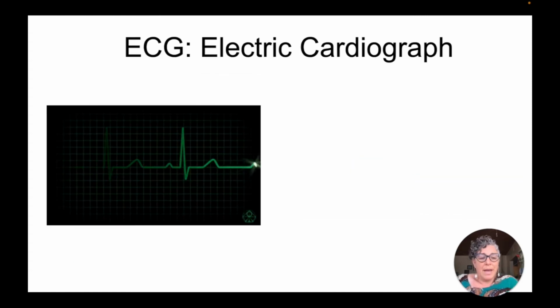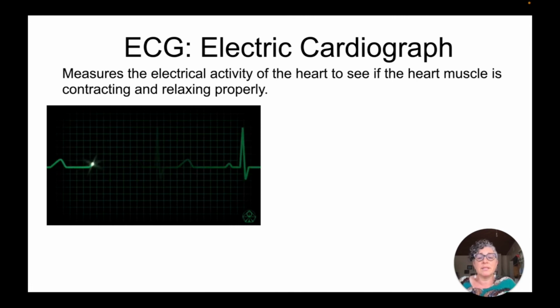The last way that your heart can be monitored is through an ECG, an electrocardiograph. This is measuring the electrical activity of the heart to see if the heart muscle is contracting and relaxing properly. So in a previous video, I talked about how there are electrical nodes at the top and the center of the heart that are actually going to cause the contracting of the heart muscle, and so if that's not working properly, then your heart will not be contracting and relaxing properly as well.